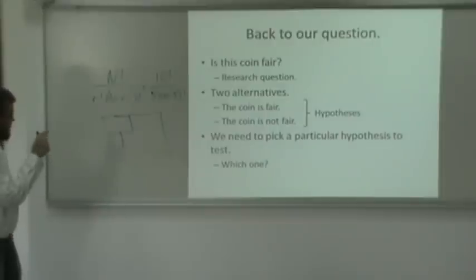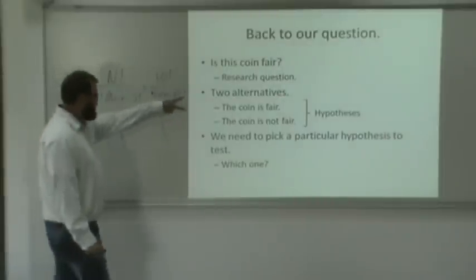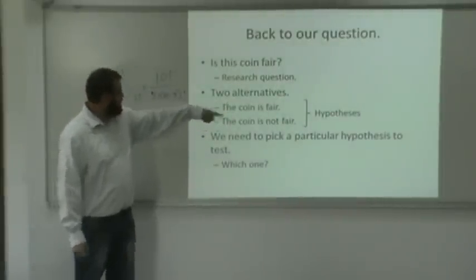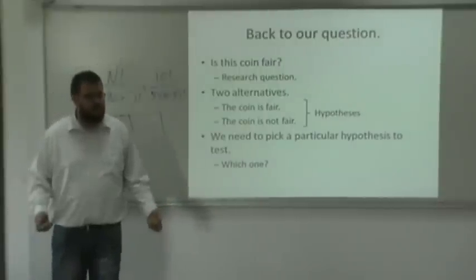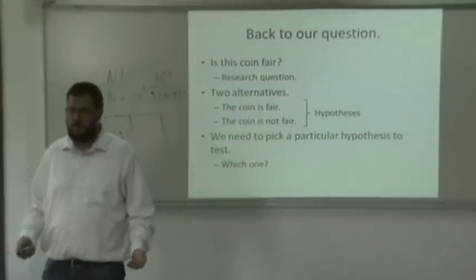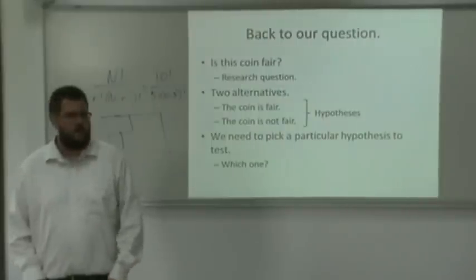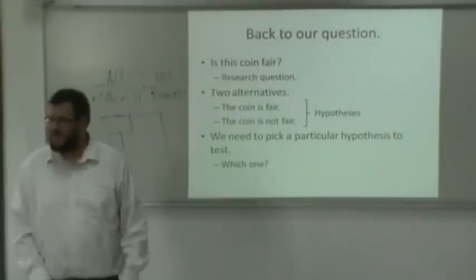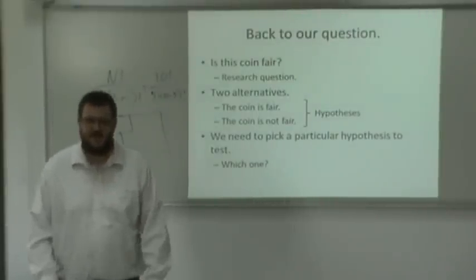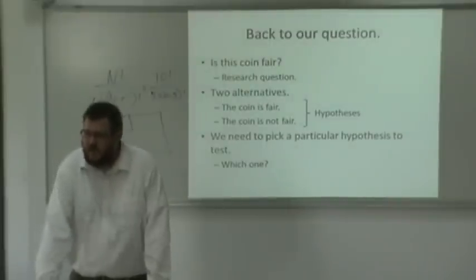So we need to pick a particular hypothesis to test, right? We have two alternative hypotheses: one is that the coin is fair, the other is that the coin is not fair. Which one should we test? It's fair. The one that says the coin is fair. Why? Let's see how well you picked up on this. So why do we use the coin is fair?